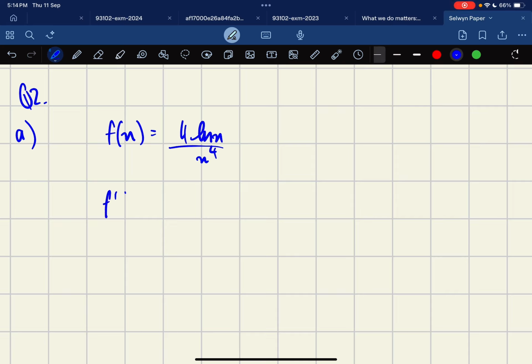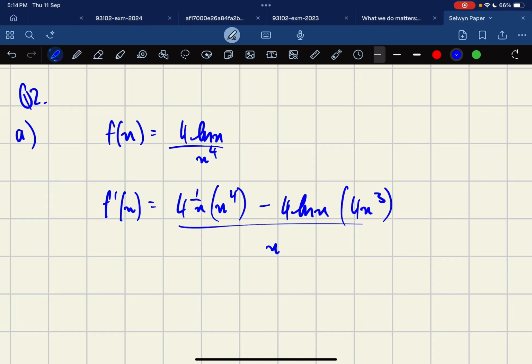So the derivative of this is the derivative of the top function times the bottom function, minus the top function times the derivative of the bottom function, over the bottom function squared. You don't need to simplify, so you can just leave it like that.